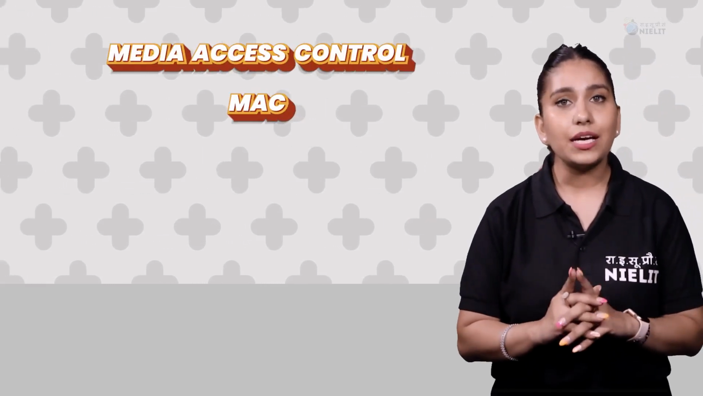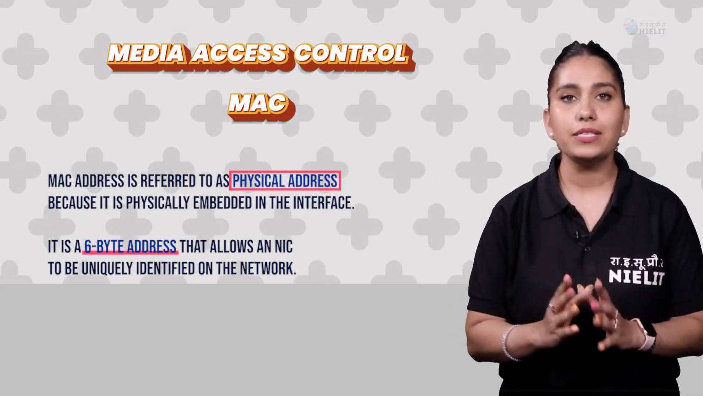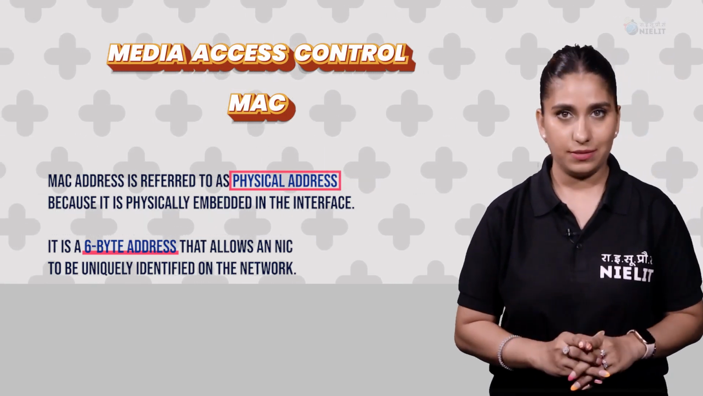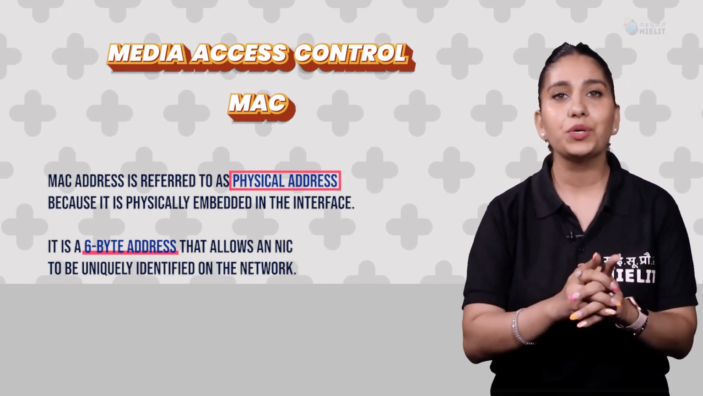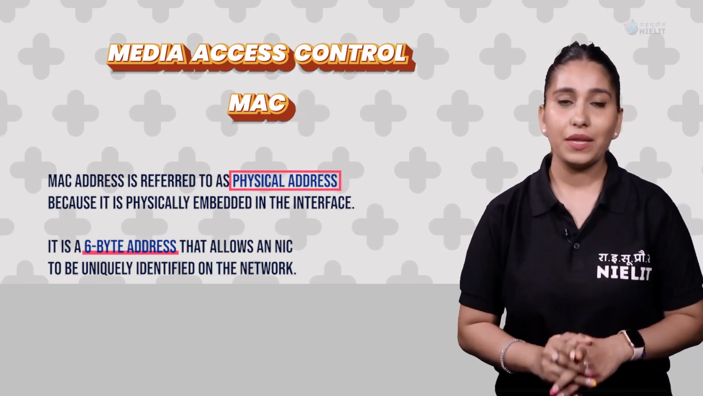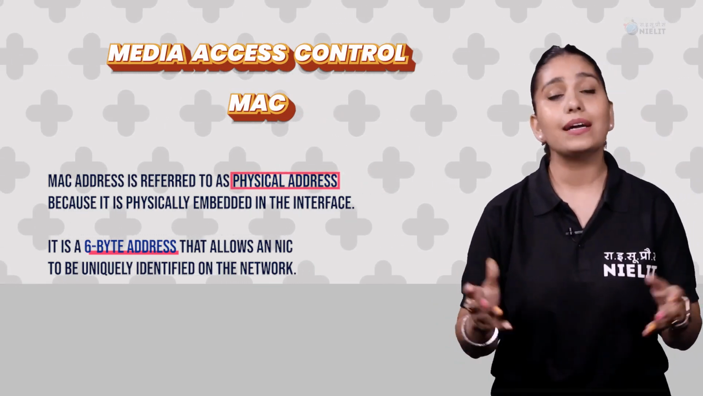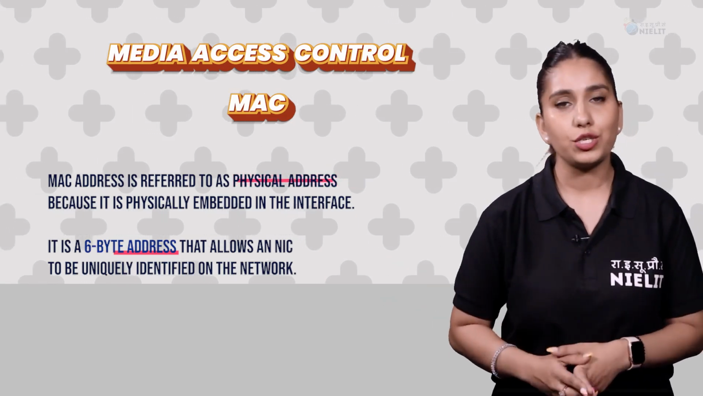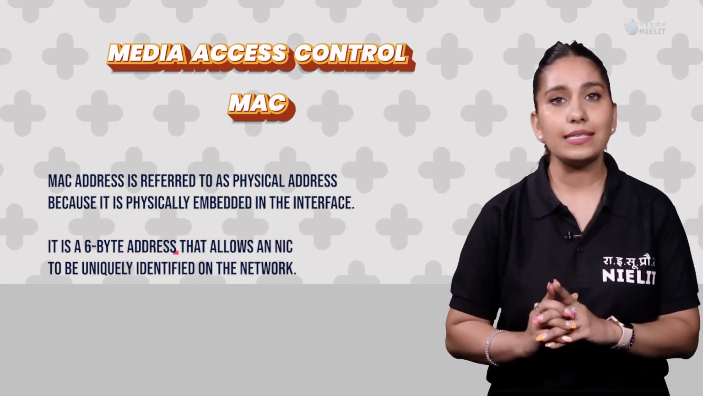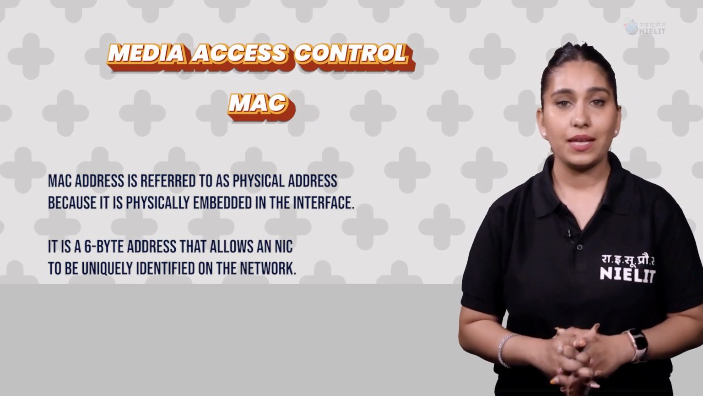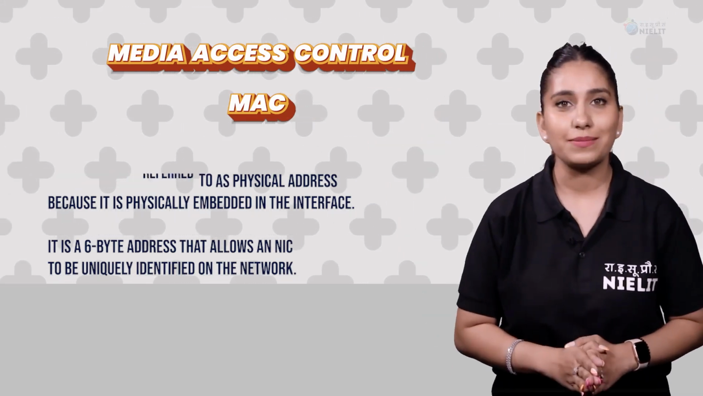MAC, Media Access Control. MAC address is sometimes referred to as physical address because it is physically embedded in the interface. It is a 6-byte address that allows an NIC to be uniquely identified on the network. The MAC address forms the basis of network communication, regardless of the protocol used to achieve the network connections. Now, MAC addresses are made up of 6 two-digit hexadecimal numbers separated by colons. For example, an Ethernet card may have a MAC address that you can see on your screens.